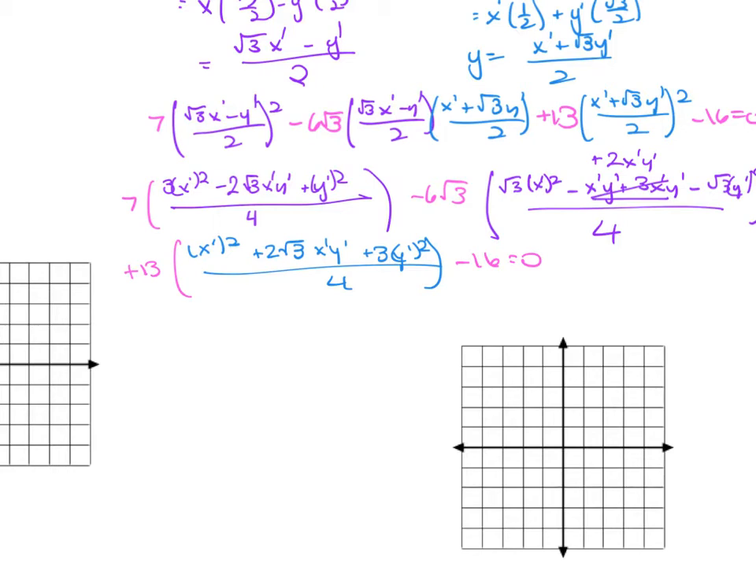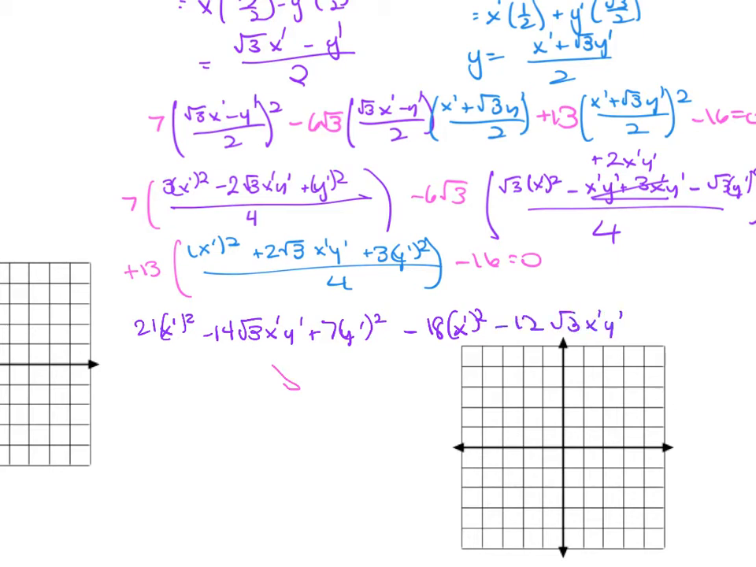So we're going to distribute the 7 inside. So now we have 21x prime squared minus 14 square root of 3 x prime y prime plus 7y prime squared, and then minus 6 times 3, that is going to be 18 x prime squared, and then we have negative 12 square root of 3 x prime y prime, and then plus 6 times 3 is 18 y prime squared.